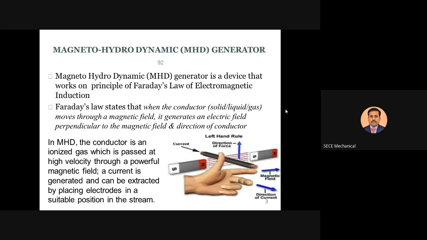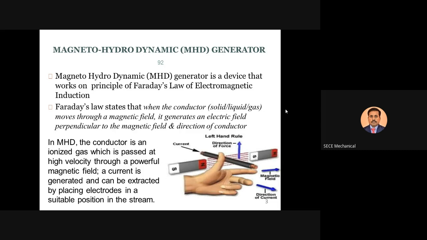So if you want to produce a high temperature gas, without a combustion device we cannot produce the ionized gas. High temperature gas is produced with the help of the combustion process only. For that combustion process you need a combustible element. Without a combustible element it is not possible to produce the ionized gas. So that is the main requirement of the MHD generator.